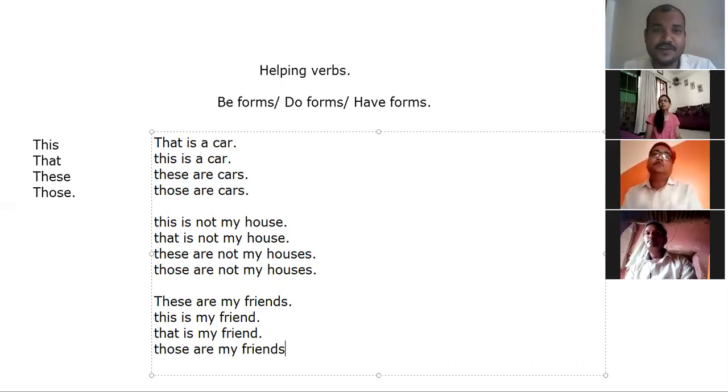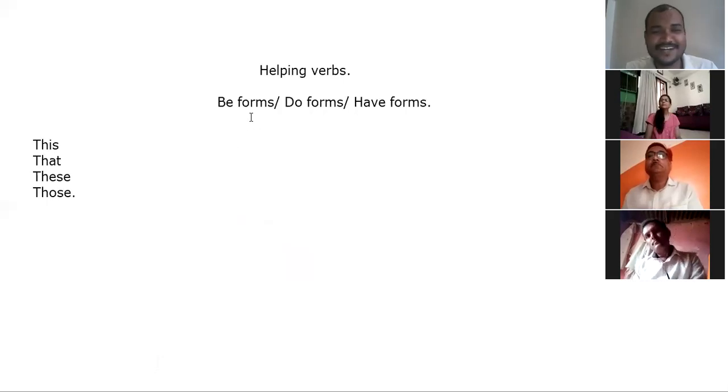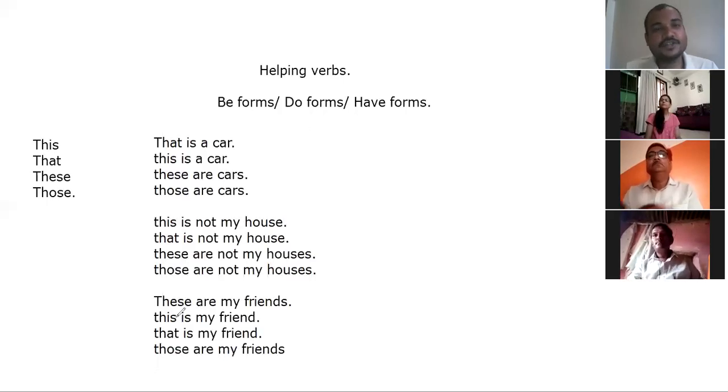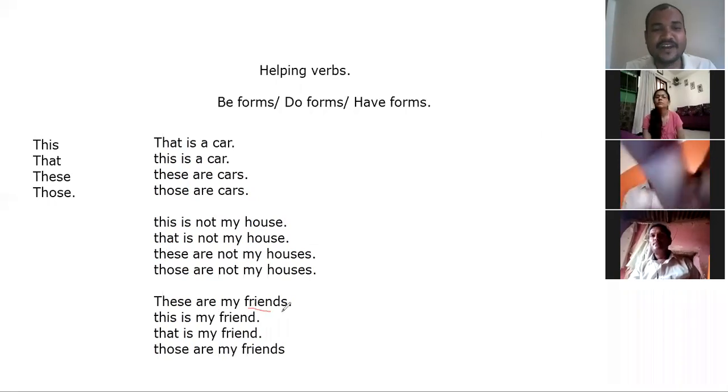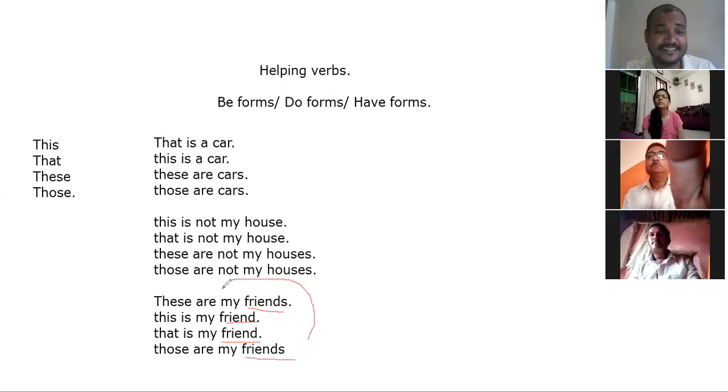Right. So now I have a small doubt here, because no one asked any doubt, so I'm asking a small doubt. If you don't ask the doubt, I'll ask the doubt. As we discussed, this, that, these, those generally can be used to talk about non-living things or objects. Correct? But here, friends are not non-living things or objects. These are all human beings, right? Then why are we using this, that, these, those?